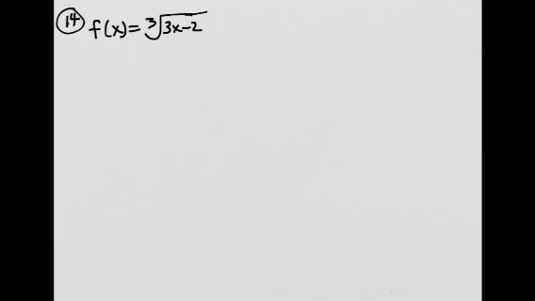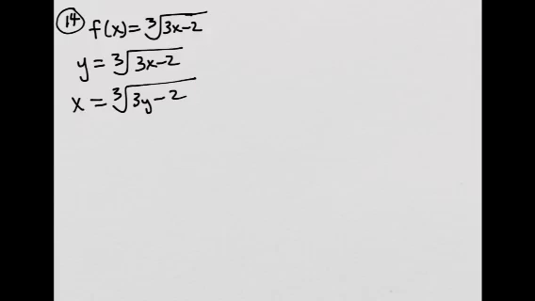Alright, so we're finding an inverse. So first thing, we convert f of x to y. Then we switch the x and the y. And then we solve for x. So this is cube root on the right side, so what I'm going to do is I'm going to raise both sides to the third power, like this.